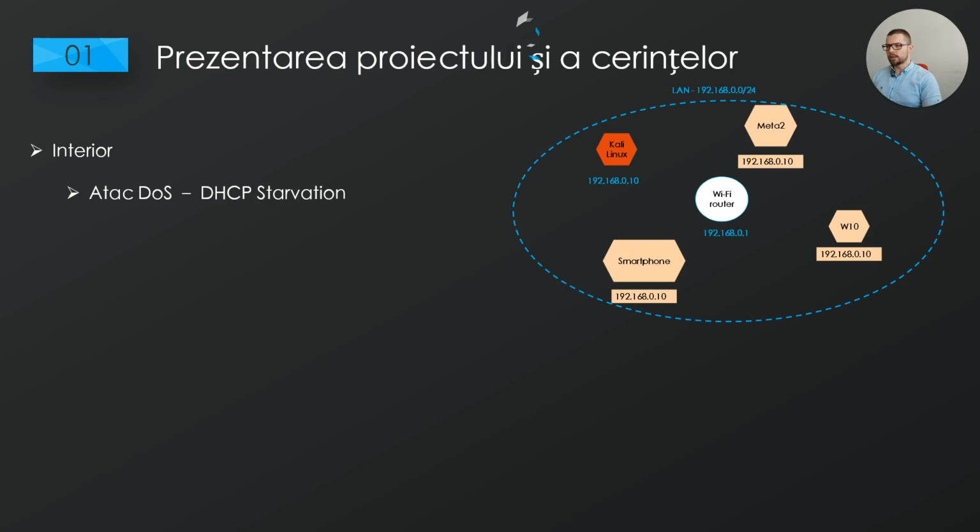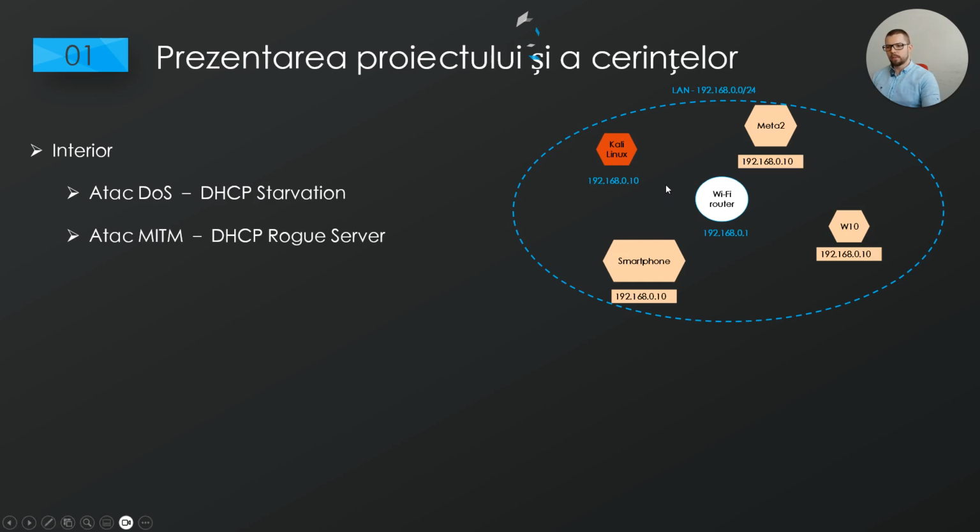So first of all, we have a denial of service attack, mainly a DHCP starvation attack, on the Wi-Fi router from Kali Linux. Basically, we will prevent the router from allocating any other IP address, so the devices in the local area network will be prevented from reaching access to the internet, okay? Then we have a man-in-the-middle attack, a DHCP rogue server.